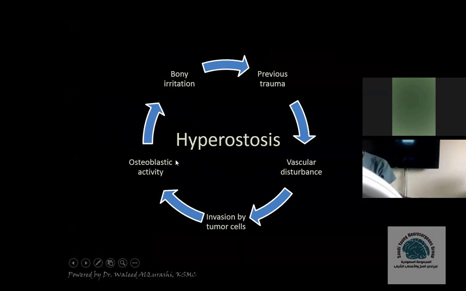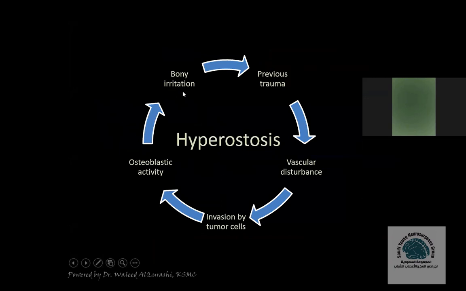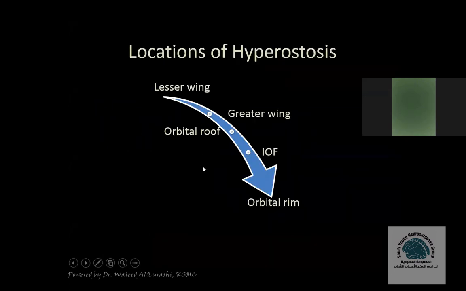So what is the reason for hyperostosis in sphenoorbital meningioma? Either bone irritation by the tumor, or if the patient had a previous trauma, or there is an avascular disturbance in the blood supply of the bone, or invasion by tumor cells, or osteoblastic activity from the tumor itself. And the hyperostosis involvement, from more frequent to less frequent, is lesser wing, greater wing, orbital roof, inferior orbital fissure, then the orbital ring.